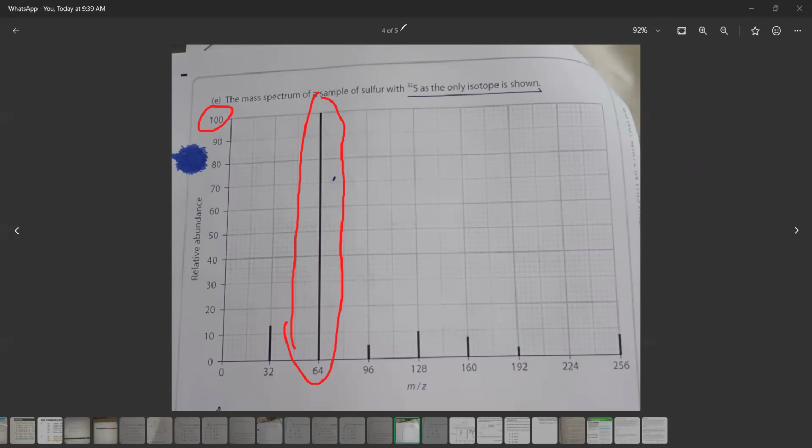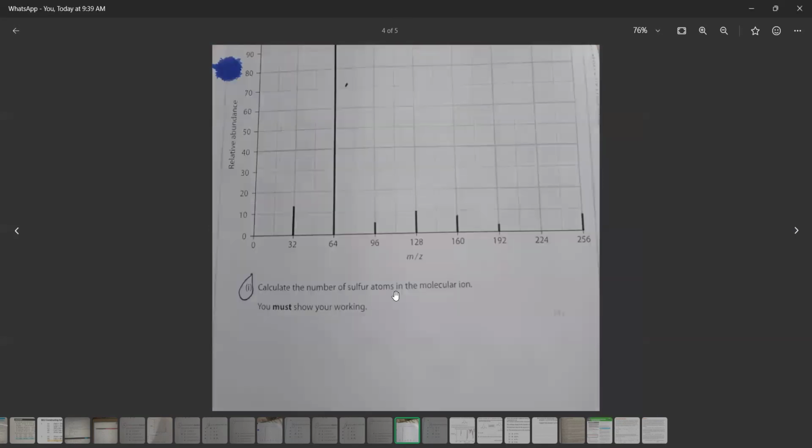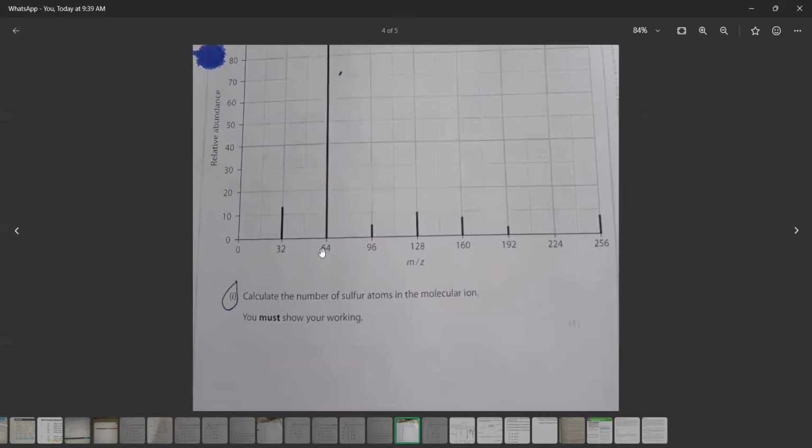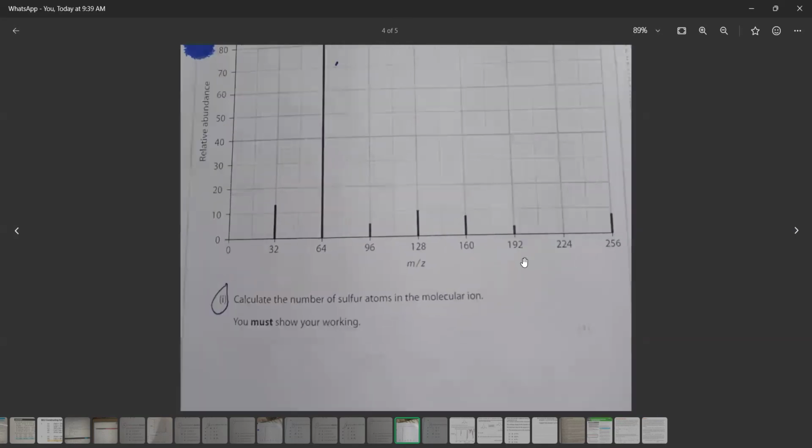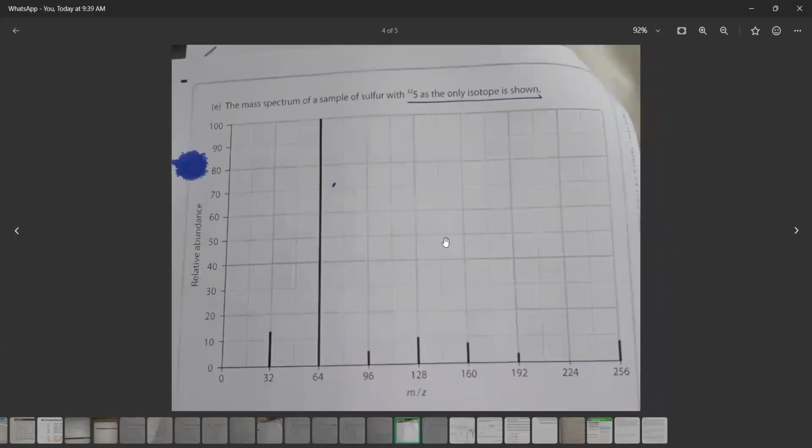We need the number of sulfur atoms in the molecular ion. We have 32, 64, 96, 128, 160, 192, 256. These can be different combinations of sulfur. What does a molecular ion refer to? The molecular ion peak is the one with the highest mass to charge ratio. So how many sulfur atoms are there in 256?